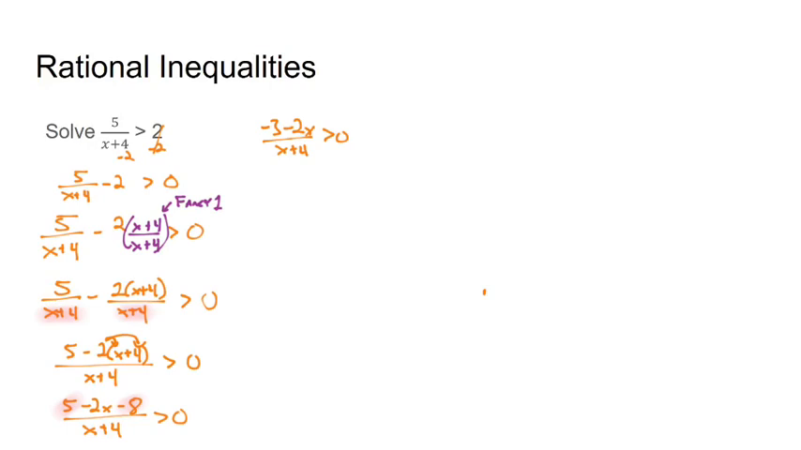Now, here's where we actually deal with the fact that it's an inequality. We want to know, where is this greater than 0? In other words, if I were to graph this, where would this be positive? Our first step is that we want to find the critical values. The way we do that is by setting the numerator equal to 0 and solving, but we're also going to set the denominator equal to 0 and solve. So here, I would add 3 to each side, then divide by negative 2. So x would be negative 3 halves. And then over here, I would just subtract 4 from each side, so x would be negative 4.